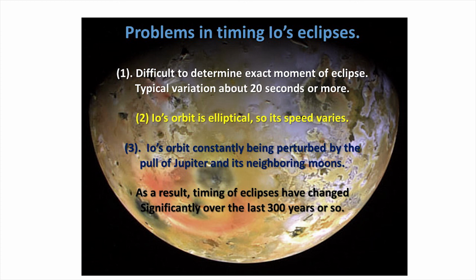The second is that Io's orbit is elliptical, and so its speed in its orbit varies. The third is that our spacecraft and modern observations have shown that Io's orbit is continually and measurably changing. This is due to Io's gravitational and magnetic interaction with Jupiter and with two of its neighbouring moons. This means that we cannot cross-check Roemer's data from over 300 years ago with today's observations.